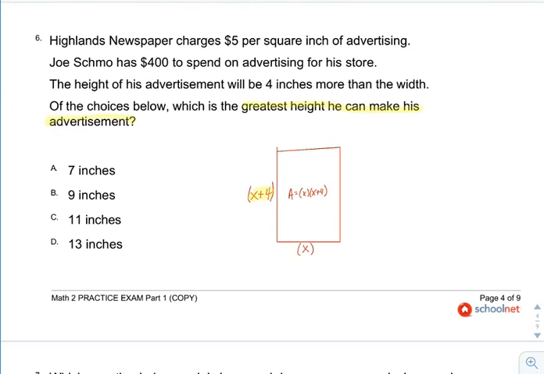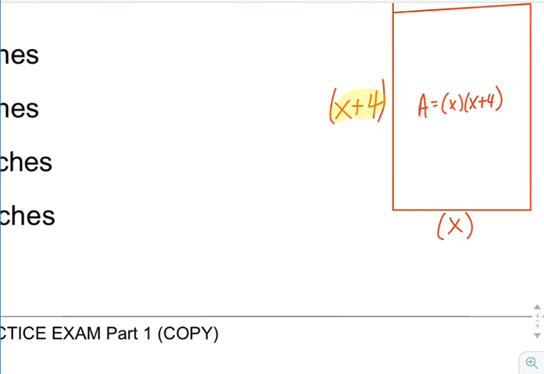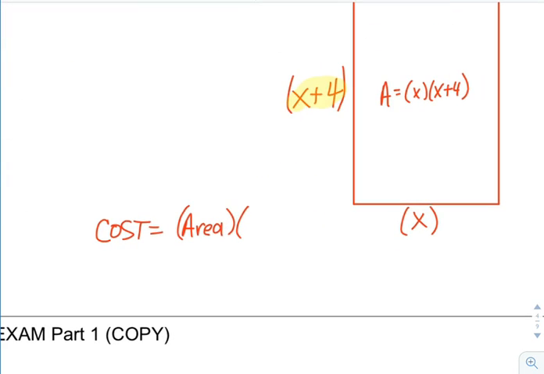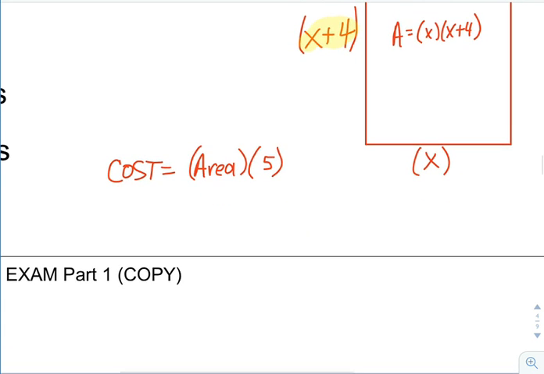Okay. So, let's make up a formula for the cost of this thing. So the cost, it's going to be the area in square inches, right? Times, how much is it per square inch? There it is. $5. All right, so you're going to do area times $5. Cool. All right, and the area we know is hooked up for us. We have x times x plus 4 times 5. That's our cost of this piece.